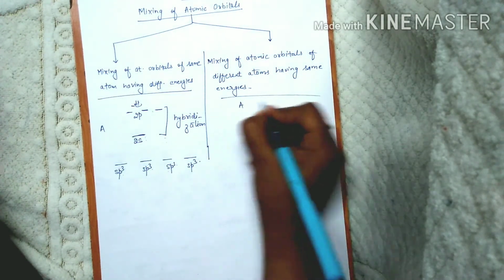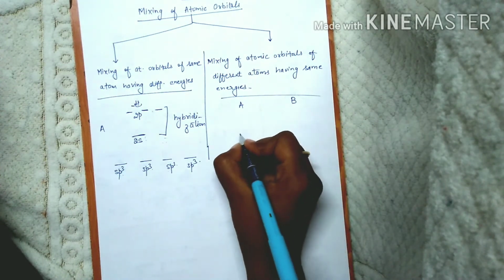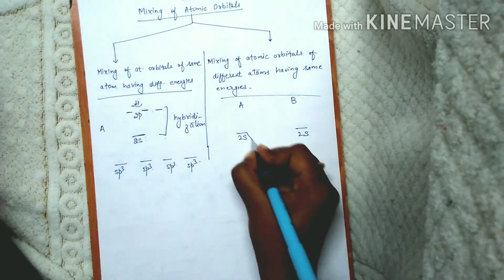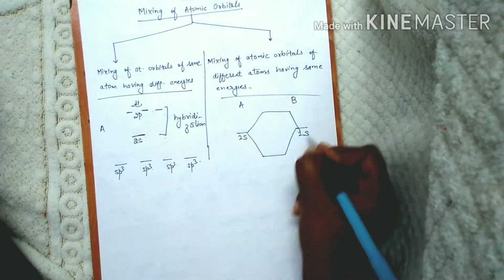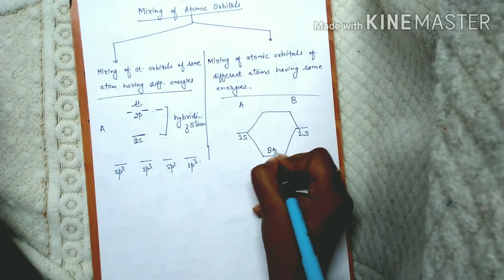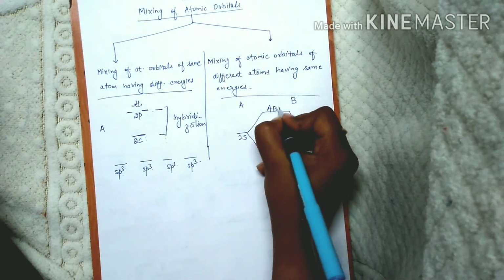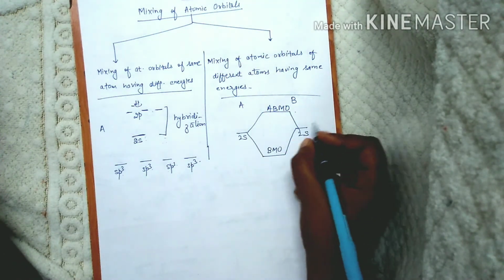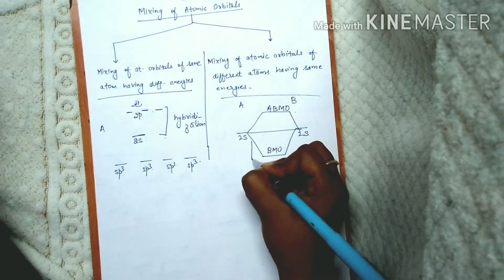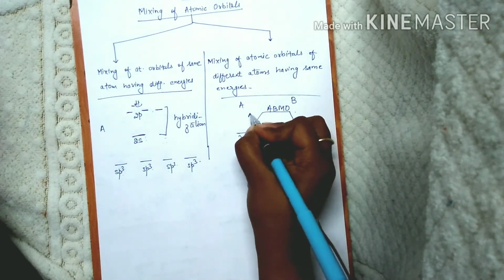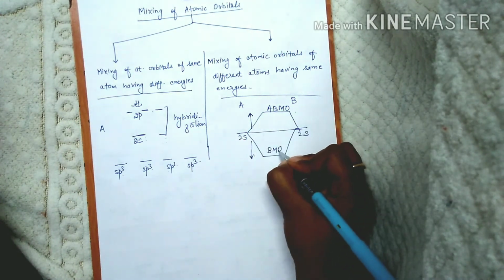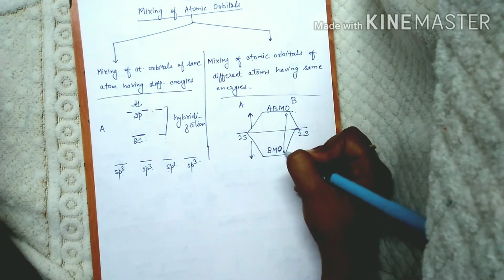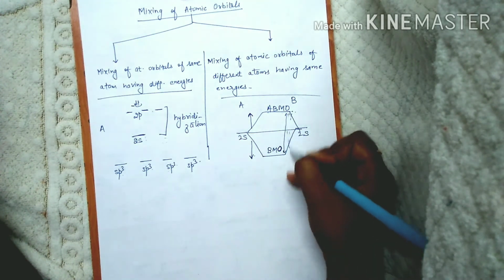Second is where the atoms are different. Suppose one is A, the other is B. Both have the 2s orbitals having almost the same energies, and they undergo mixing just like that. It forms one bonding and one antibonding molecular orbital. Here what happens, one of the orbitals has decreased energy and the other orbital has increased energy. This is the stabilized one and this is the destabilized one, and the energy gap between them is increased in this case and decreased in this case.